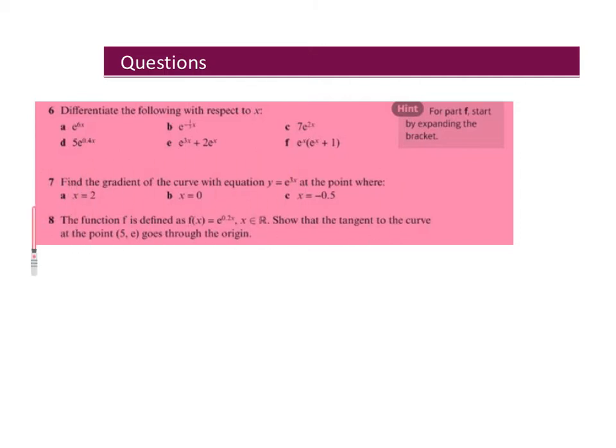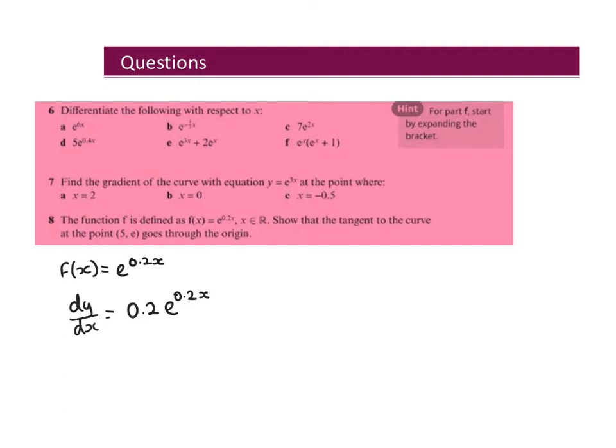Then question 7. Then question 8. Okay, so question 8, here we go. The function f is defined as f of x equals e to the power of 0.2x. So f of x equals e to the power of 0.2x. I know if I differentiate that, I'm going to get 0.2e to the power of 0.2x.